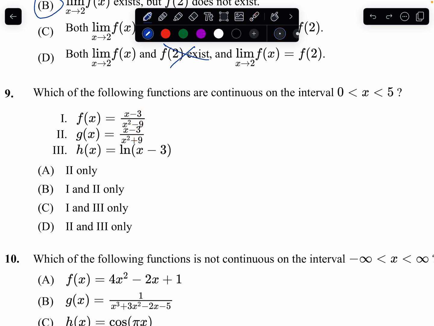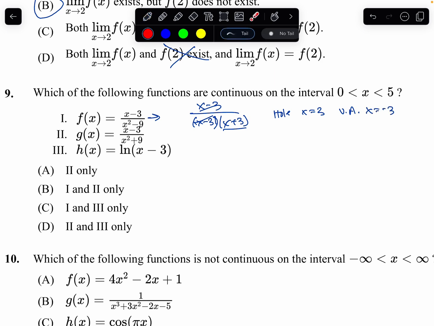Sorry. All right, so for this function right here, I'm going to factor it. So we have x minus 3 over x minus 3 times x plus 3. So this has a hole at x equals 3. It also seems like there's a vertical asymptote at x equals -3. Now, -3 is not in this interval, but 3 is in that interval, so not 1. That's not continuous on that interval.